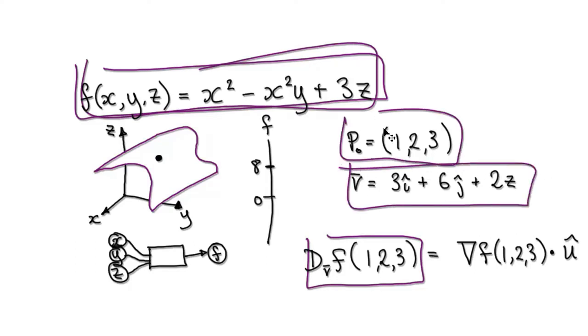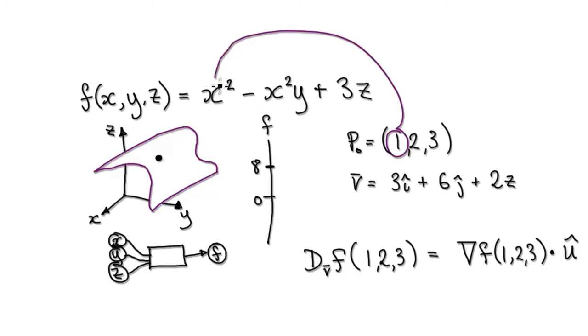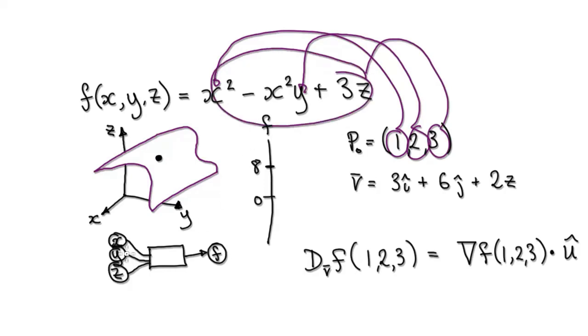So what it means is, at this particular point, if we put 1 into the x, 2 into the y, 3 into the z, then the whole thing will spit out the number 8. So anything on this surface will spit out the number 8. So if you're here, it will still spit out the number 8. If you're here, it will still spit out 8.